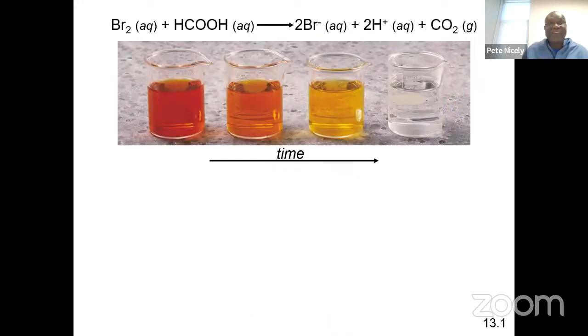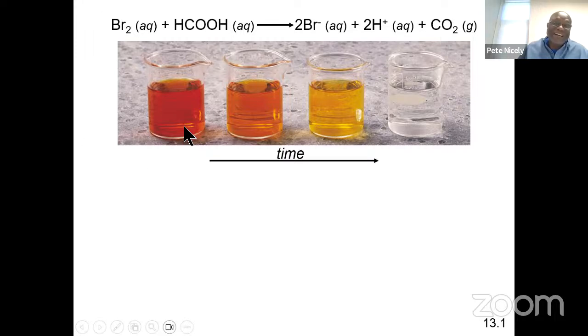Just to give you a real chemistry example of reaction rate, or changes in concentration as time progresses, what we're looking at here is a reaction between bromine and formic acid. You're starting off with a very red-colored solution, which is due to the bromine that's present. By the way, the formic acid and the products are colorless, so any change in color would be due to the change in concentration of bromine.